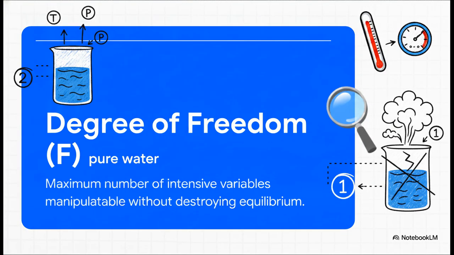And finally, we have the degree of freedom. Basically, this is how much you can mess with the system before you completely break the equilibrium. It's the maximum number of intensive variables, think temperature or pressure, that you can autonomously manipulate. So if you have pure water sitting there as a single liquid phase, you have a freedom of 2. You can tweak both the temperature and the pressure independently, and guess what? It stays water. But the second you boil it and steam appears, that freedom drops instantly. You can no longer change temperature without the pressure reacting if you want to keep both of those phases around.